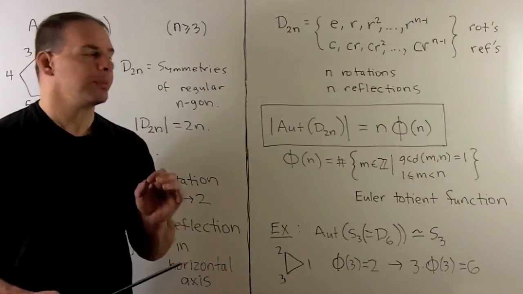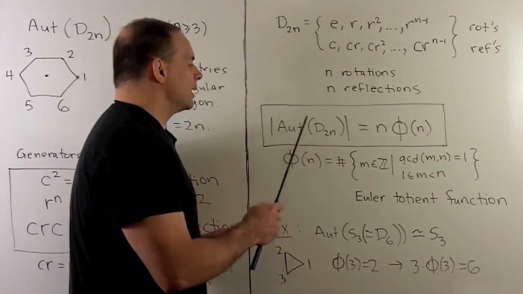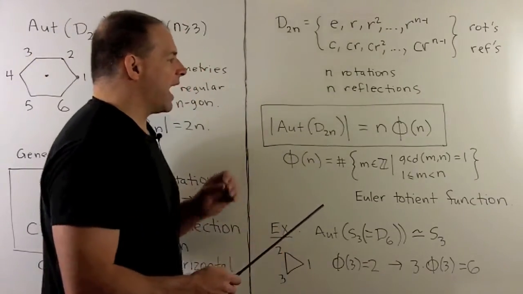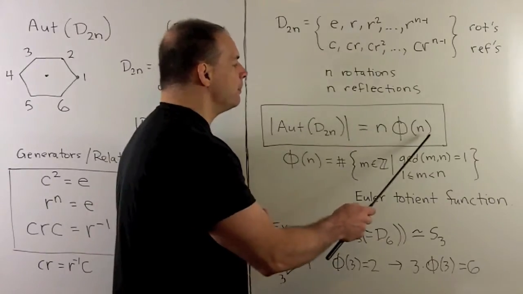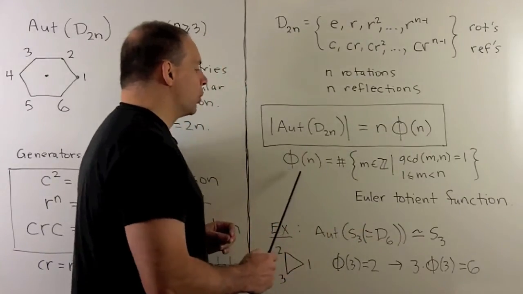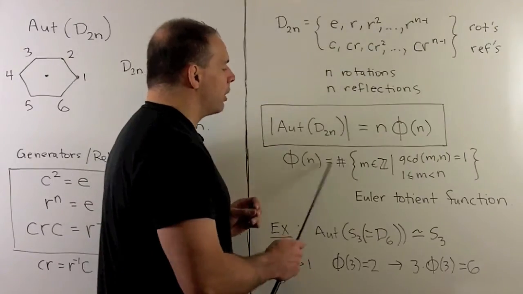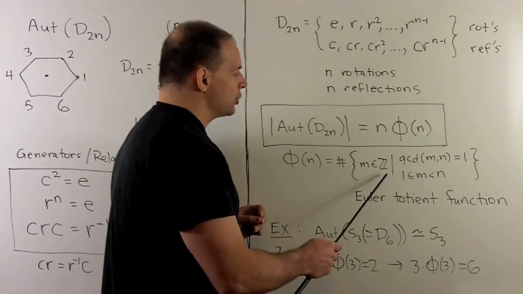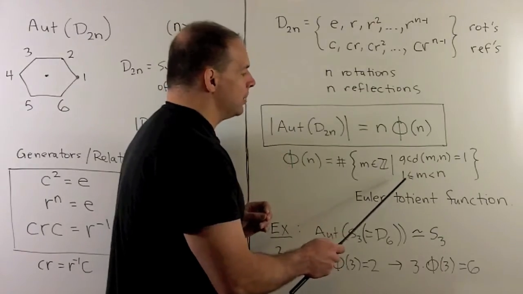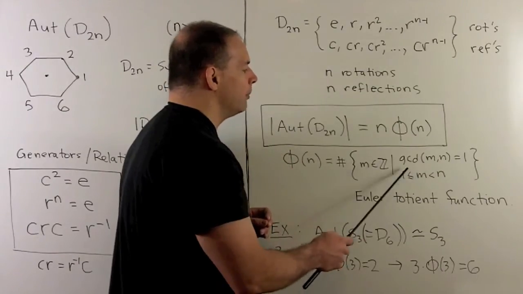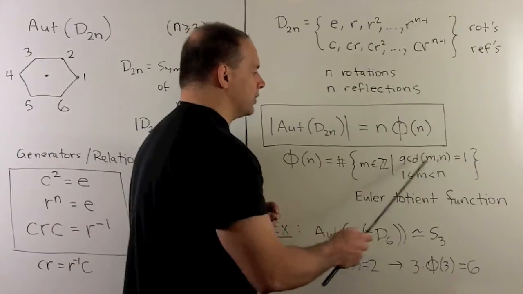First punchline, the number of automorphisms in D sub 2n is equal to n times phi of n, where phi is the Euler totient function. So this is going to be the number of integers m between 1 and n, including 1, where m and n are relatively prime.